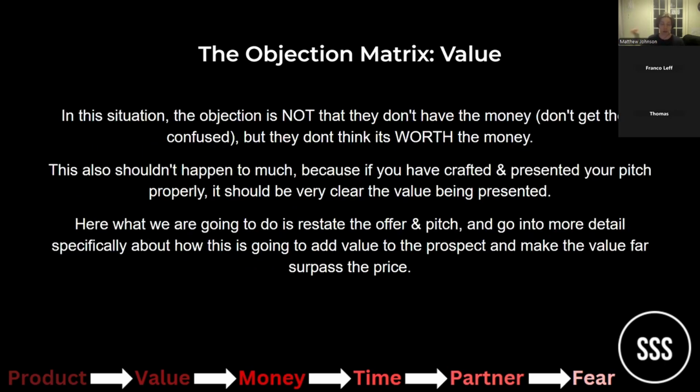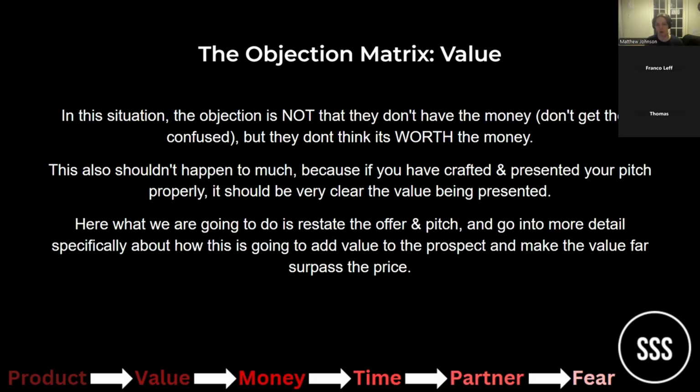So this is a very important distinction you need to make and understand here. The objection is not that they don't have the money. Don't get the two confused. There's a money objection and a value objection. Don't get them confused. This is where they don't think it's worth the money. And honestly, if you're using our process, this shouldn't happen much either, because if you've crafted and presented your pitch properly, the value being presented should be very clear. It should be very, very clear to your prospect that we're going to get you X amount of money.